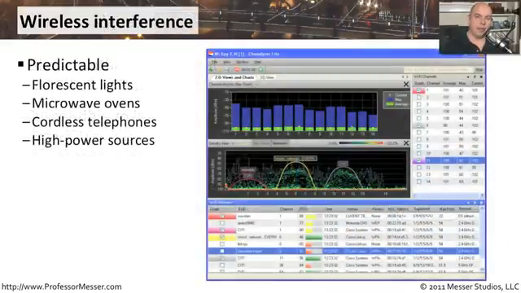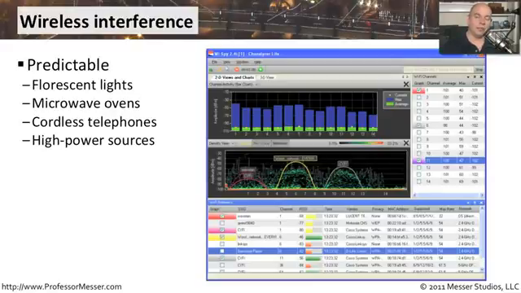Interference can come from a number of different places. Some very common sources of 2.4 gigahertz and 5 gigahertz interference are things like fluorescent lights, which, especially when a fluorescent light is going bad, tends to put out a lot of radio signal interference. You can also find that in microwave ovens. Every time someone starts popping popcorn, you tend to have problems on your wireless network. It's probably coming right from your microwave oven.